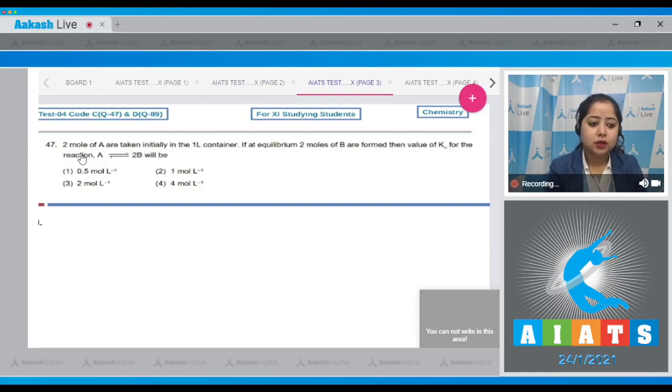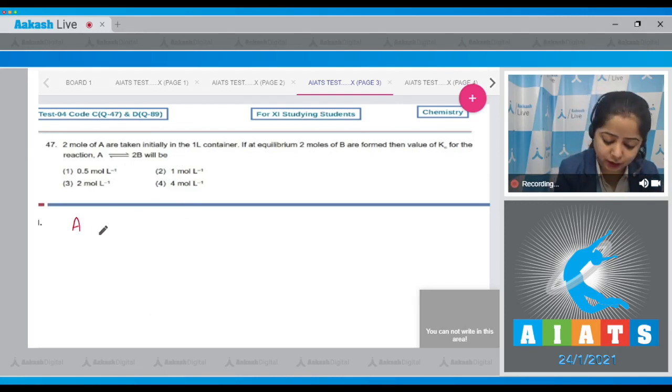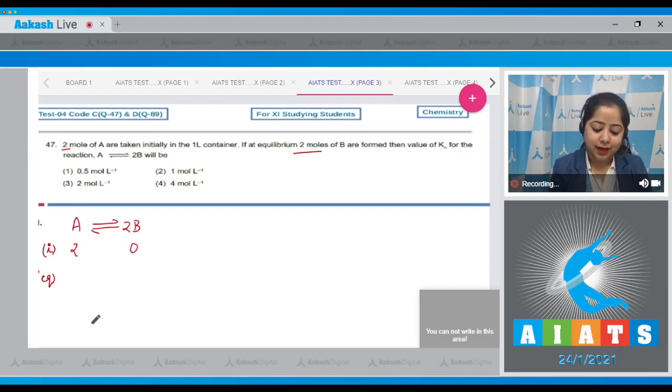Let's read it. 2 moles of A are taken initially in a 1 liter container. If at equilibrium 2 moles of B are formed, then the value of Kc for the reaction A gives 2B will be. For this question, first of all, I'm writing the reaction A gives 2B. Initially, 2 moles of A are present, which means B must be 0. At equilibrium, 2 moles of B are formed. That means 1 mole of A must be dissociated to give 2 moles of B. So the number of moles of A left is 1 and the number of moles of B formed is 2.